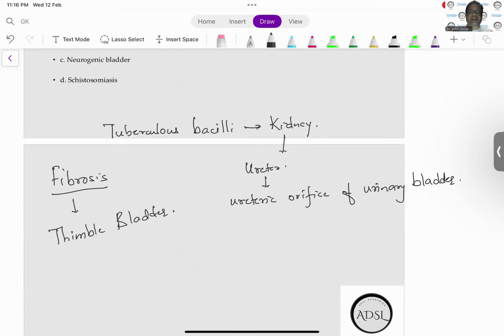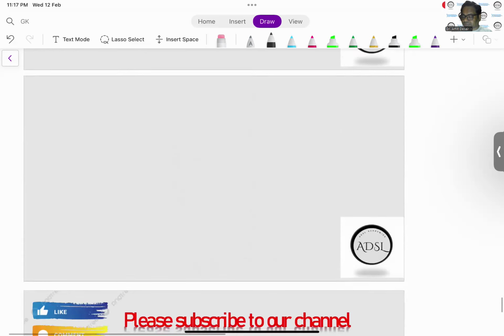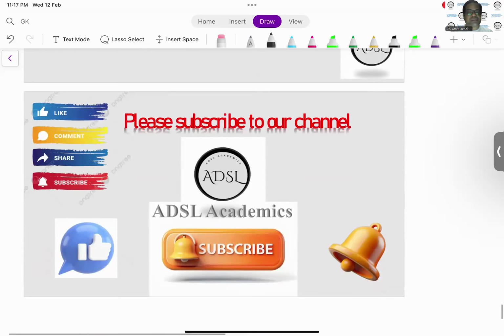Now, for thimble bladder, we need to do surgery. We first start, of course, with the anti-tuberculous treatment, but we need to do surgery, and that is augmentation cystoplasty, or ileocystoplasty, where we use a part of the ileum in order to increase the size of the urinary bladder. So it is called augmentation ileocystoplasty.